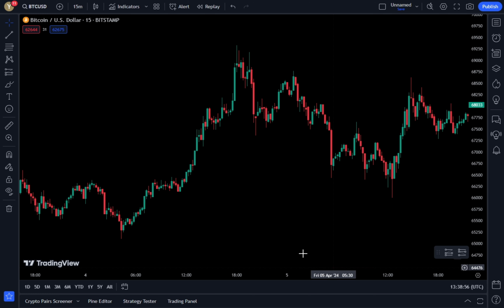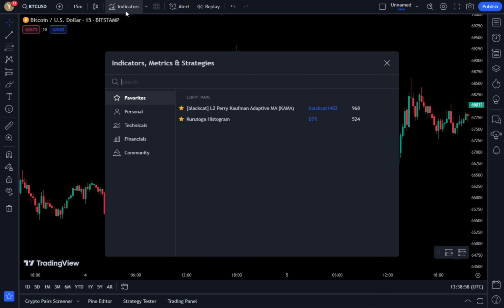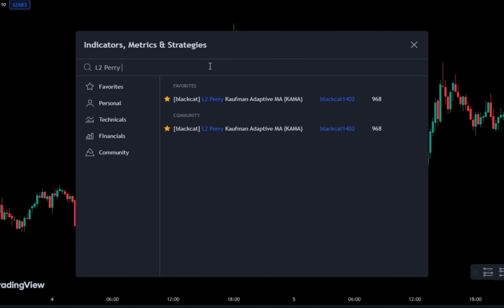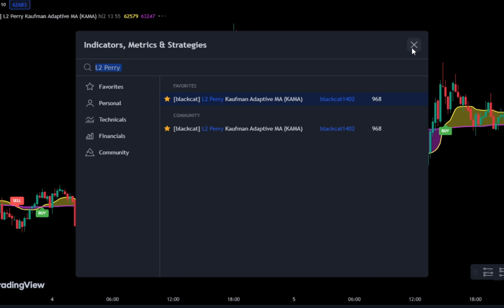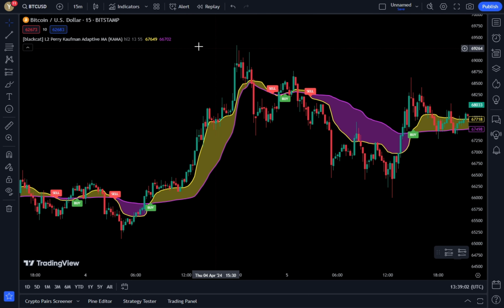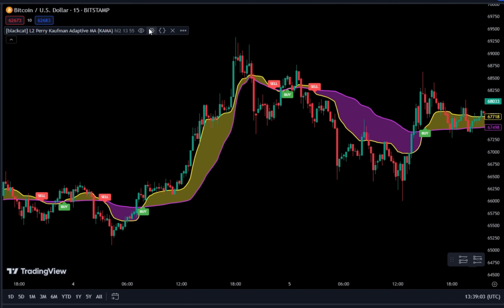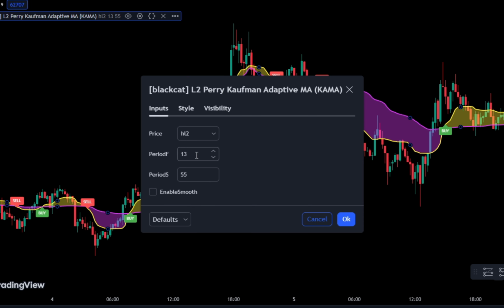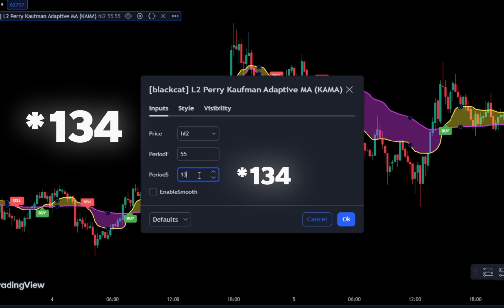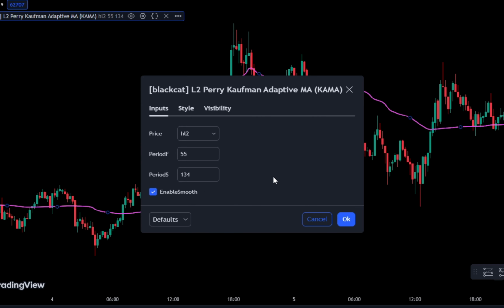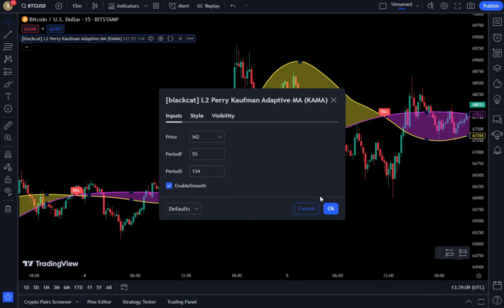Adding indicators. Go to the Indicator Search tab and type L2 Perry-Kaufman Adaptive Moving Average. Select L2 Perry-Kaufman Adaptive Moving Average from the options provided. In the settings of the L2 Perry-Kaufman Adaptive Moving Average indicator, set the fast period to 55. Set the slow period to 13. Enable smoothing for less sensitivity to price action.